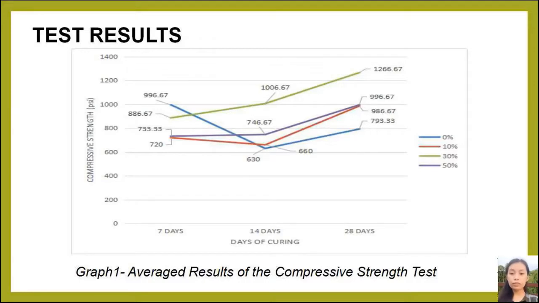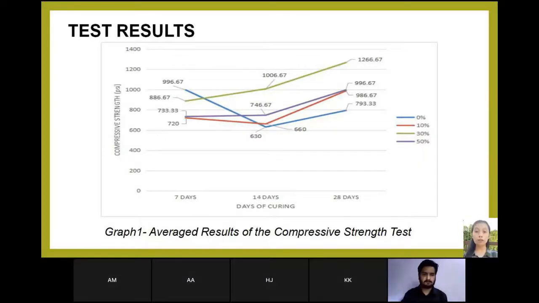There is also an increase in value in the 50% replacement, but the green line, or the 30% fraction of partial replacement of spent garnet, rises up with a value of 1,006.67 PSI. On the last day, or the 20th day of curing, all the concrete with different percentages increased in value of its compressive strength, but the 30% partial replacement of spent garnet was the only constant fraction that rises up from its 7th day up to its last day of curing with a value of 1,266.67 PSI of compressive strength.